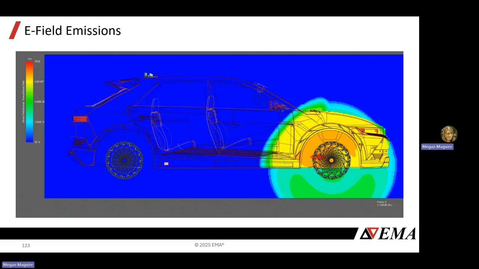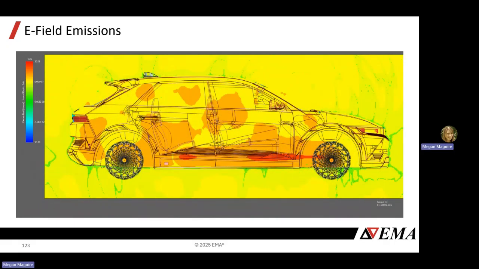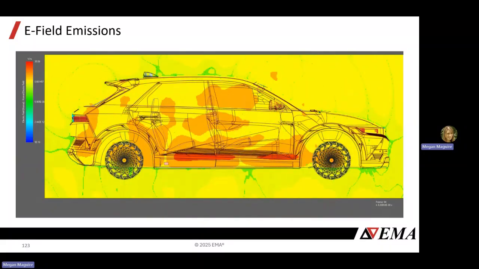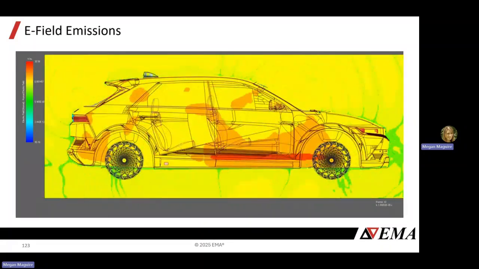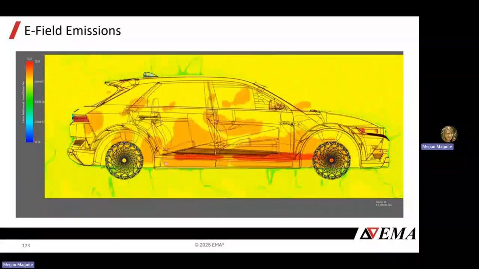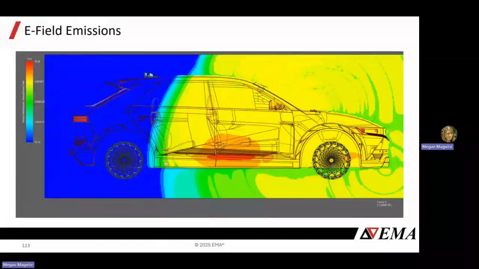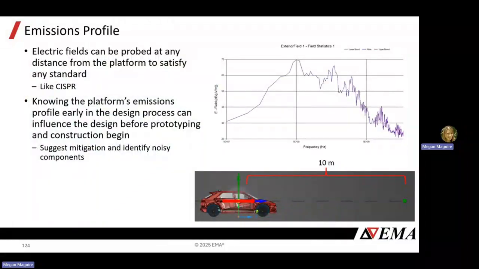For radiated emissions, this is an animation of the normal electric field, and you can see where it starts on the cable, bounces around, and then you can see basically the field amplitude, where it's highest, and what it looks like on the outside. The emissions profile, so electric fields can be probed any distance from the platform. So if you remember, even if your domain is smaller than where you want to probe, you can probe fields further out from your domain.